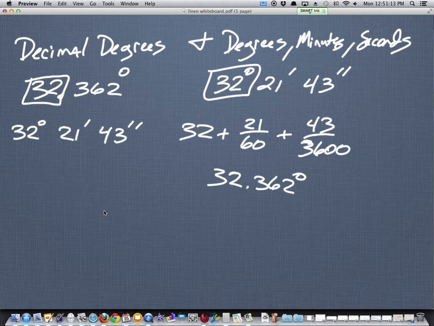If I'm going the opposite direction, and I have the decimal degrees and I want degrees, minutes, seconds, what do I do to my decimal? Multiply by 60, and the number in front of the decimal becomes my minutes. Then what's behind the decimal, I multiply by 60 again, and that becomes my seconds.